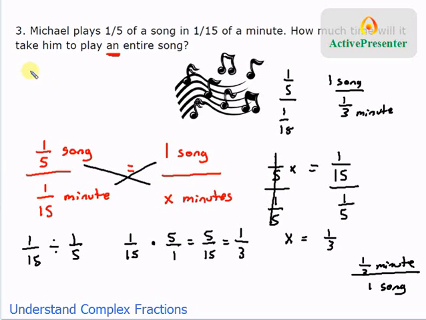And again, anytime we see a fraction over a fraction, if this is, say, 2/3 over 1/2, just like this is 1/5 over 1/15, anytime we have those, that's called a complex fraction. Complex fractions are fractions divided by other fractions. 2/3 divided by 1/12.